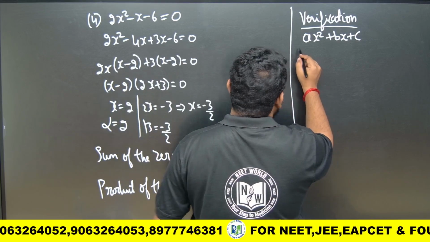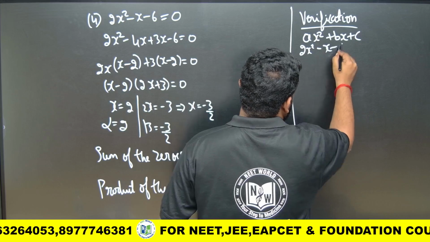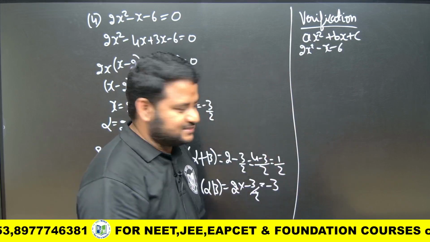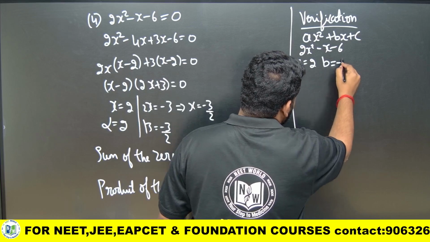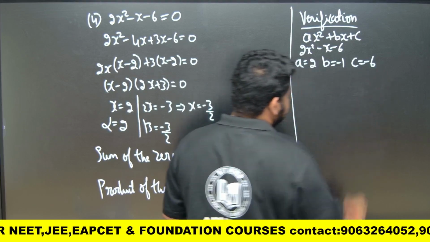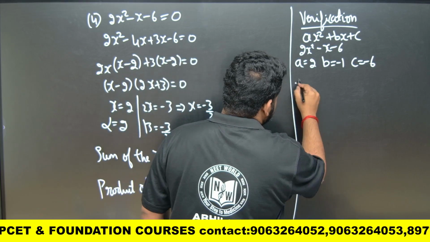Then what is the question they have given? 2x² - x - 6. So here a is equal to 2, b is equal to -1, and c is equal to -6. Got it? Now I have to do the formula method, starting with the sum of the zeros.